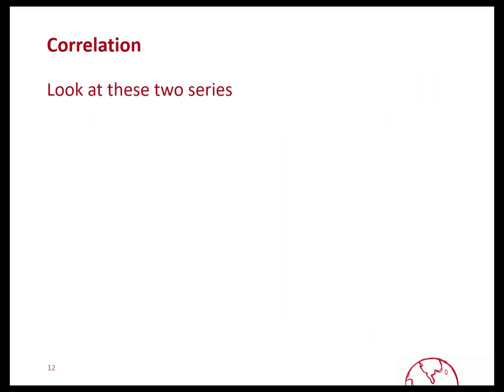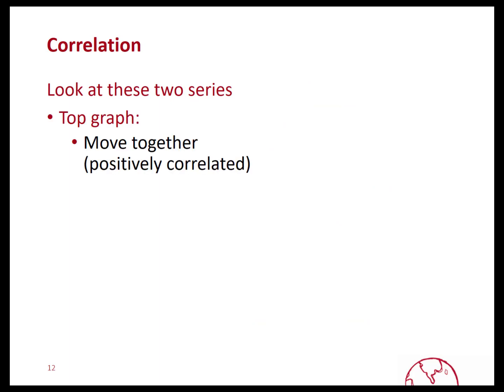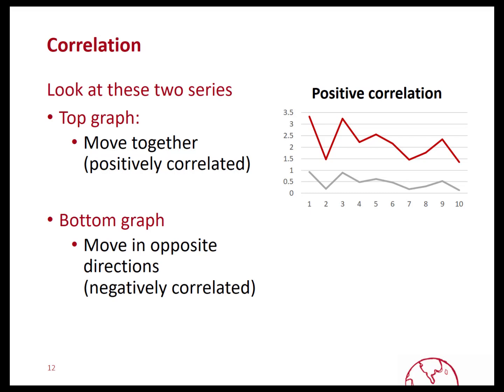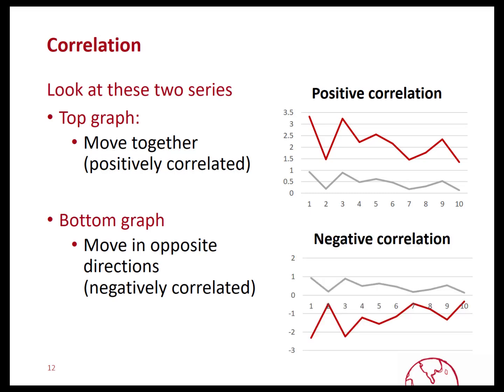So let's take a look at a couple of series. So this top graph, we're going to see positive correlation. You see that the red line, when it goes down, the gray line moves down. When the red line goes up, the gray line goes up. These two are positively correlated. Negative correlation is when they move in opposite directions. You can see that the gray line moves down and the red line moves up. And when the gray line moves up, the red line moves down. Now notice that the magnitudes do not matter. It's the direction that matters.